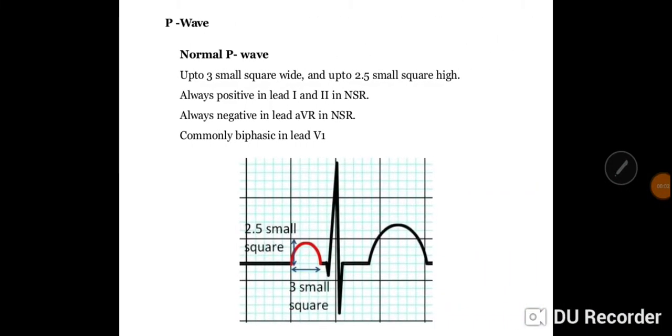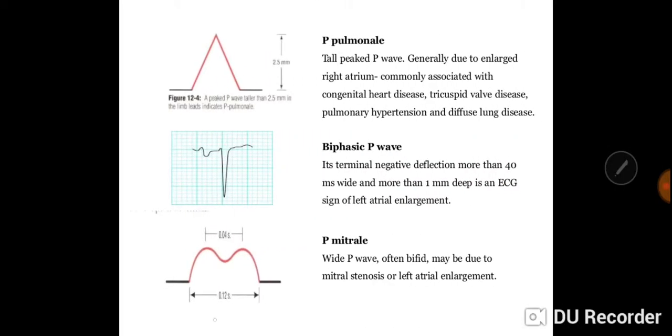Let's talk about the P wave. Now, the P wave represents atrial polarization. It's up to 3 small squares wide, positive in lead 1 and 2, negative in lead aVR, and biphasic in V1. What do you mean by biphasic? We'll see.